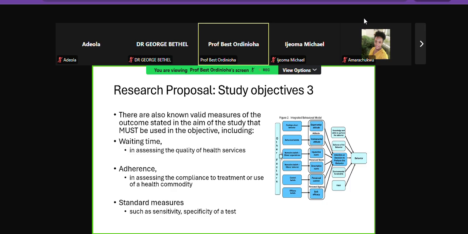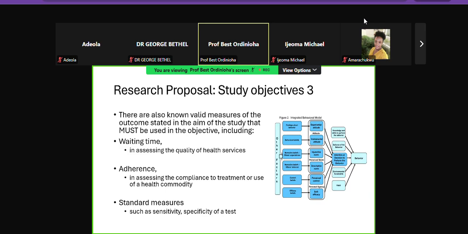And then if you're assessing tuberculosis, you'll be talking about a cure rate, default rate. If you are assessing immunization services, default rate, the proportion of children with complete immunization and so forth. So you have to take note of these valid measures, and that is the reason why literature reviews are very, very important.